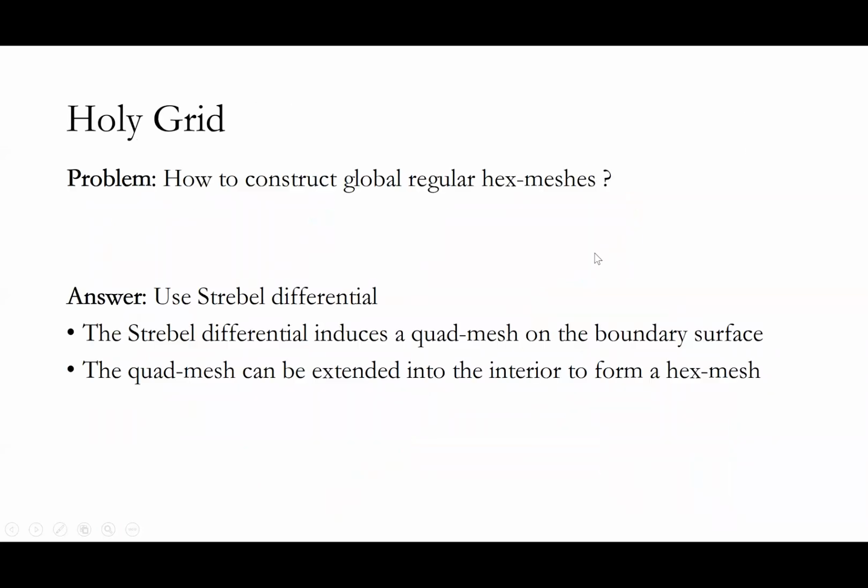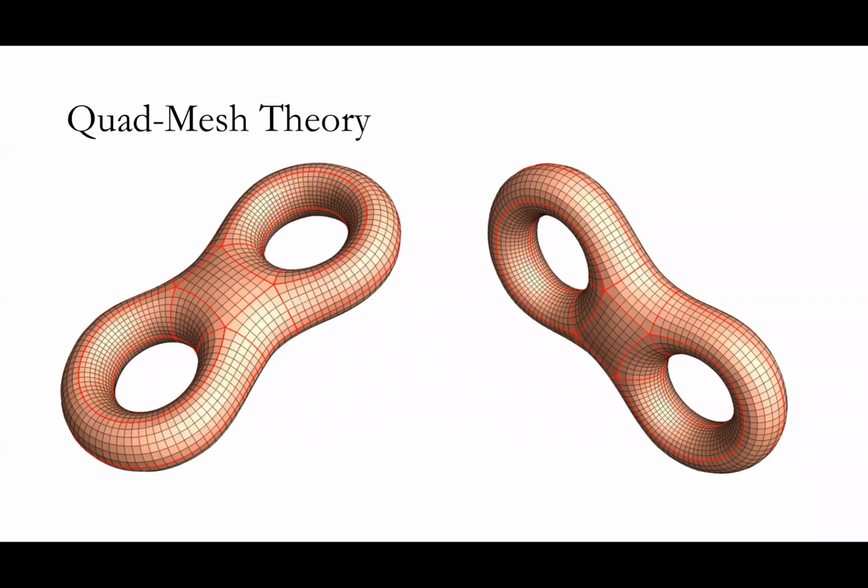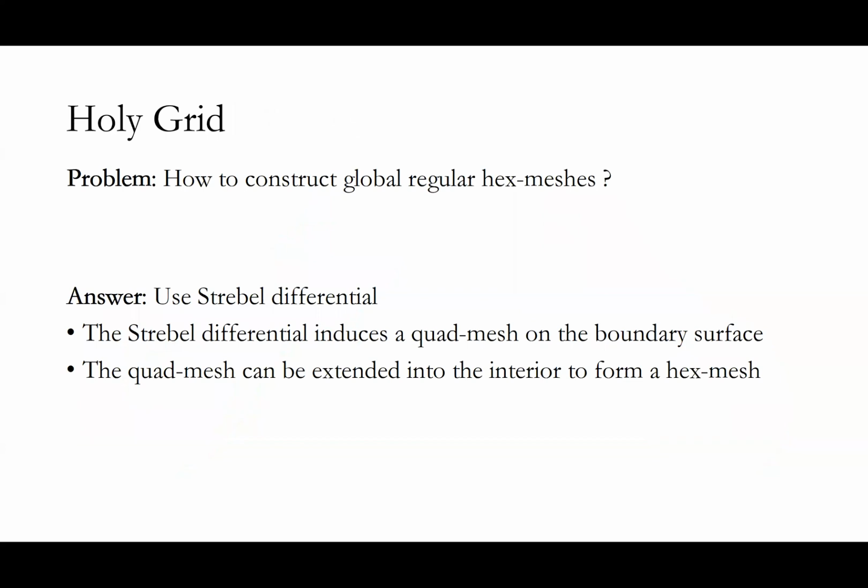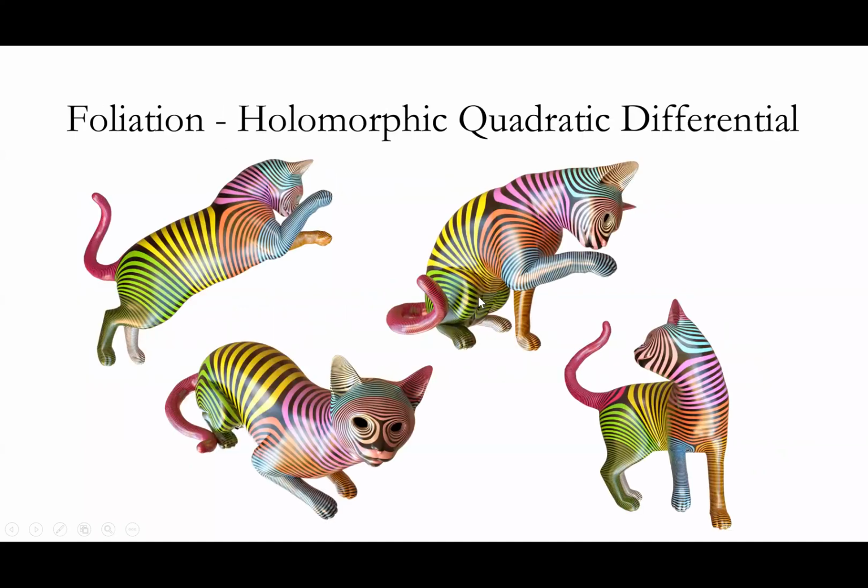So here we see the foliation on the surface, okay, which is really smooth.